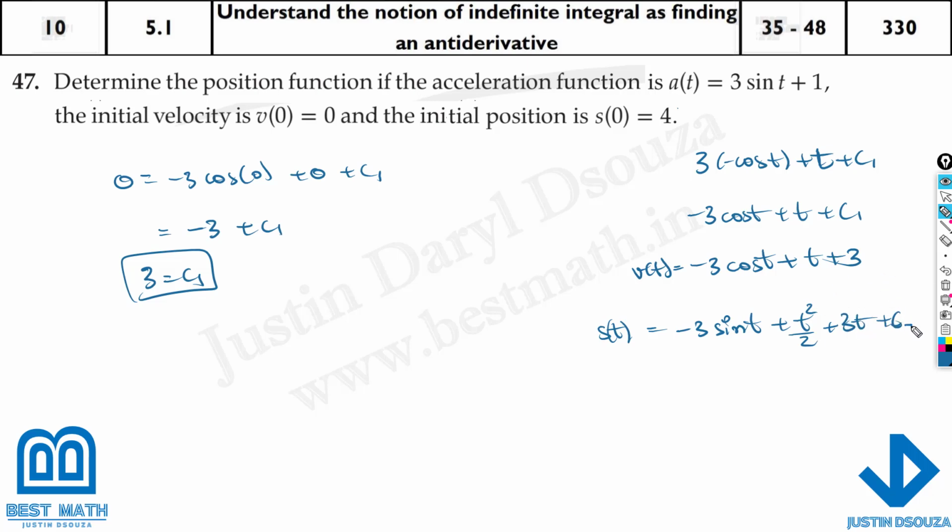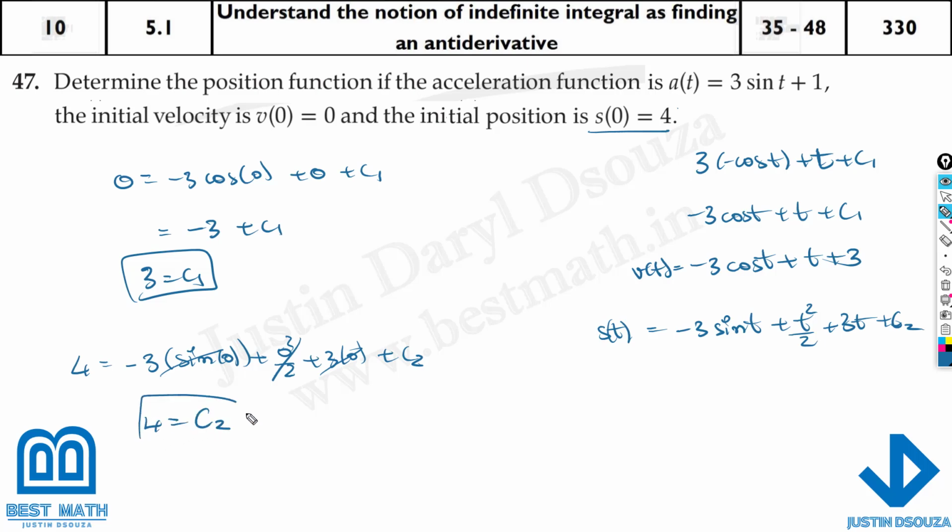And now this is actually c2, but since we have already put the constant of integration, we can take them as c and c itself. Now here what we do is we use the second condition. So 4 will be equal to minus 3 times sine 0 plus 0 squared by 2 plus 3 times 0 plus C2. So this 0 is 0, over here also 0, we get 4 is equal to C2.